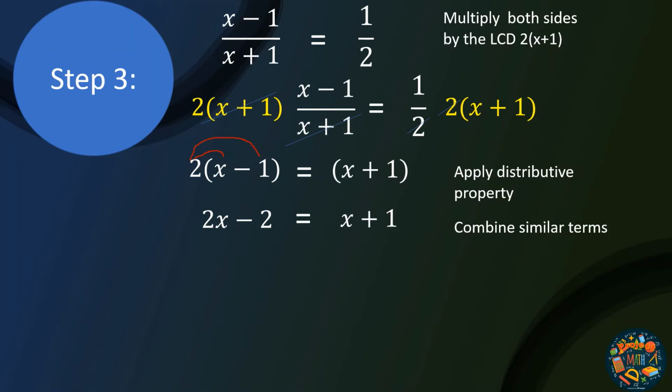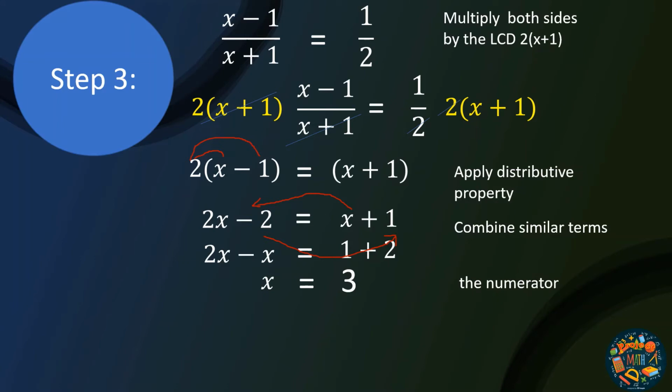Then, combine similar terms. So, we are going to transpose x to the other side of the equation and negative 2 to the other side of the equation. So we have now 2x minus x equals 1 plus 2. So 2x minus x is x equals 1 plus 2 is 3.